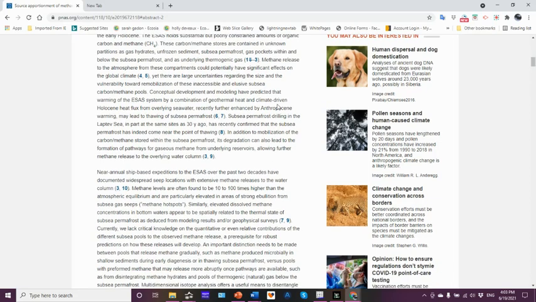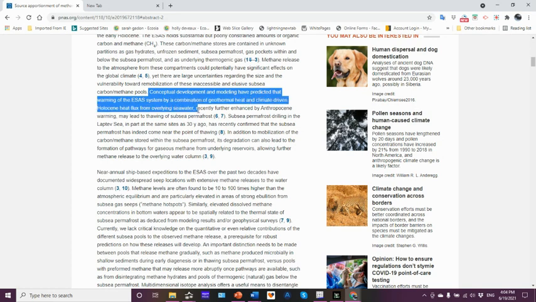You have heard me say before, what concerns a lot of the scientists is how much methane there is, the total amount, and at what rate this methane will be released from these various locations. Conceptual development and modeling have predicted a warming of the ESAS system by a combination of geothermal heat and climate-driven Holocene heat flux from overlying seawater, recently further enhanced by Anthropocene warming, may lead to thawing of the subsea permafrost.